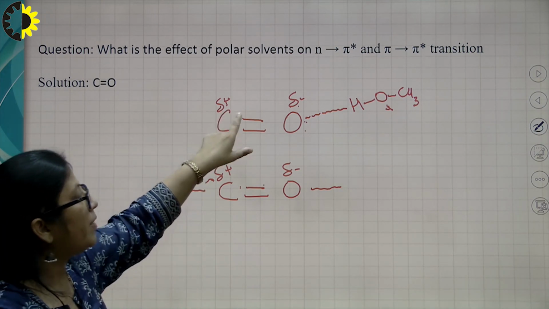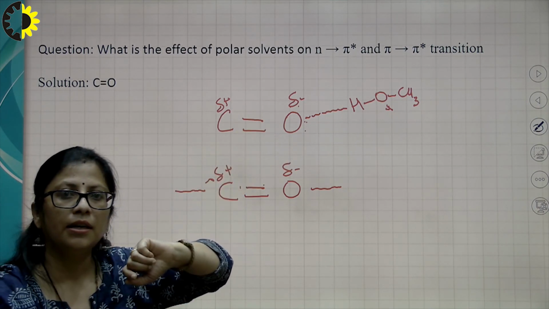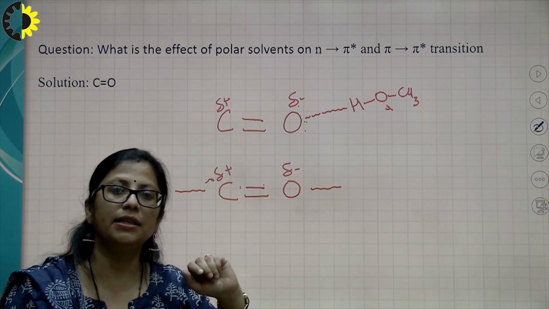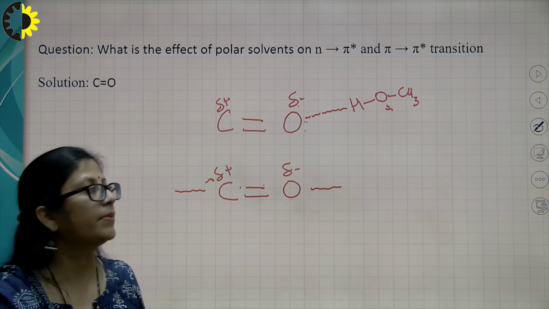So, in polar solvent, n electrons require more energy than before, and the pi electrons require lesser energy than if polar solvent was not present.